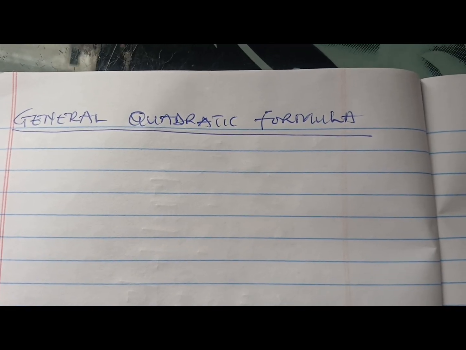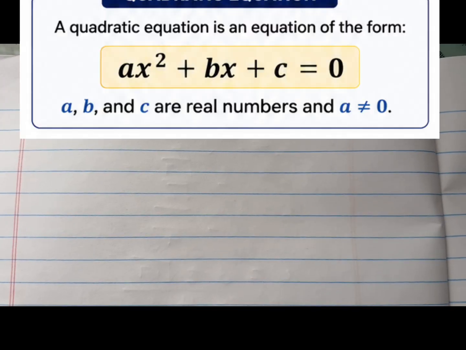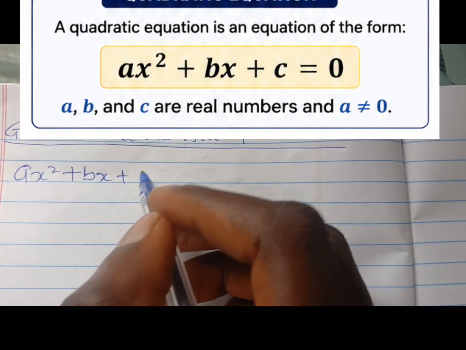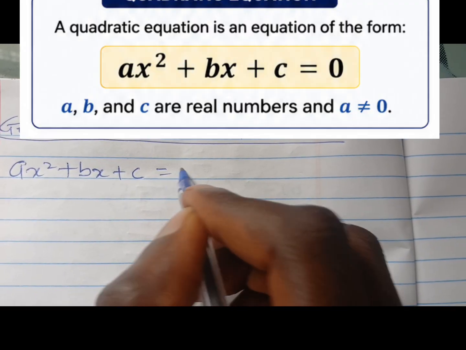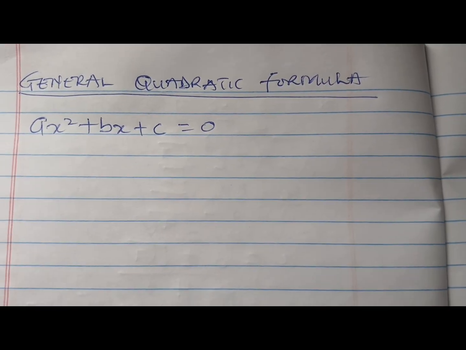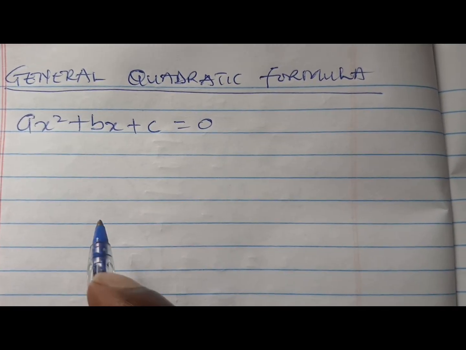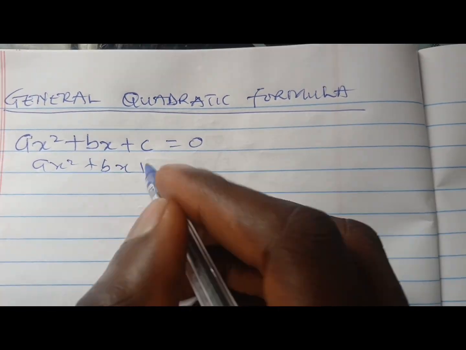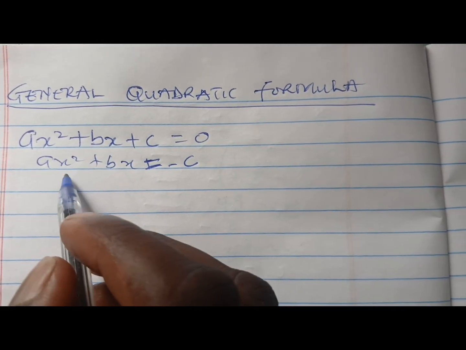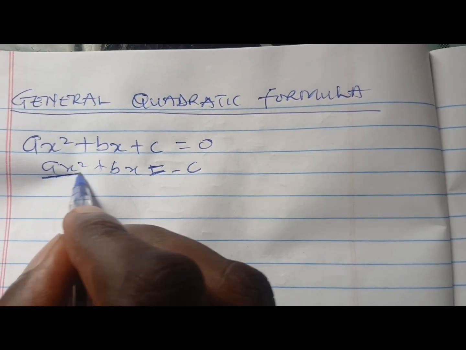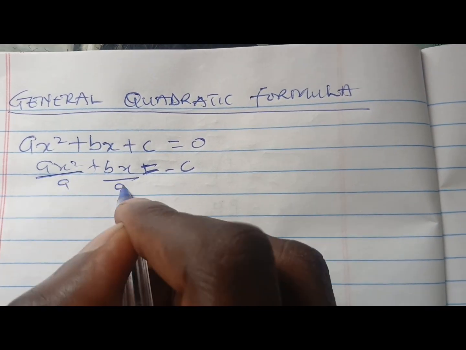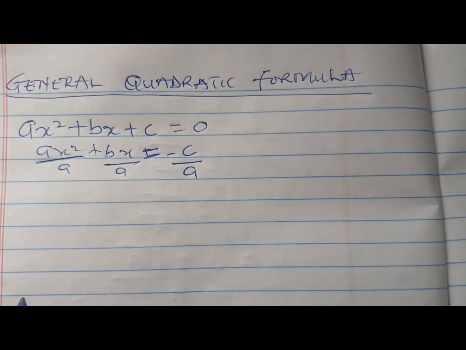The general form of a quadratic equation is ax squared plus bx plus c is equal to 0. Let's use the idea of completing the square to find the value of x. Now, this is the coefficient of the x squared term. Let's divide through by the coefficient of the x squared term.